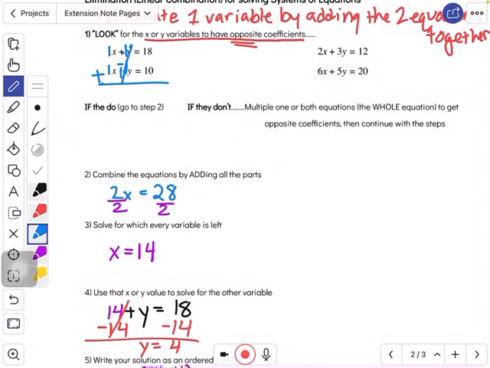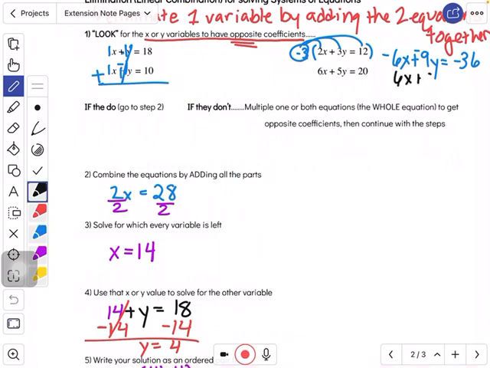So you need to multiply one or both equations, and you have to multiply that whole thing so that you have opposite coefficients. So I'm going to multiply the top equation by negative 3 so that I have a negative 6x and a positive 6x. So that's negative 6x plus negative 9y equals negative 36. And then the other equation stays the same. 6x plus 5y equals 20. So now I have my opposites, so I can combine.